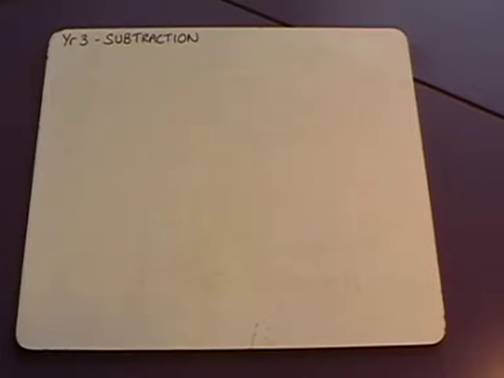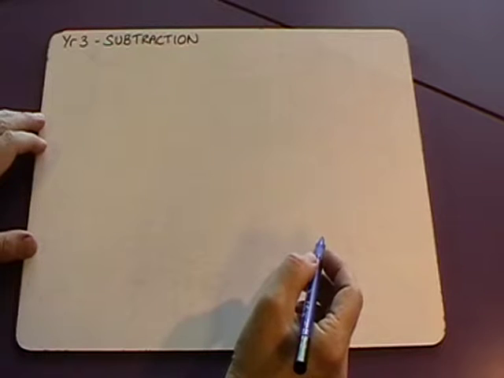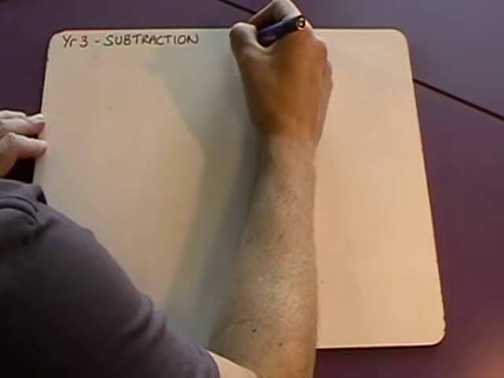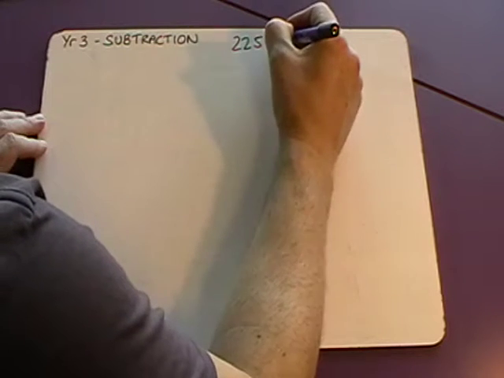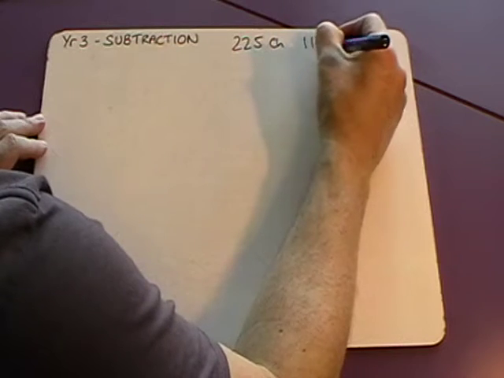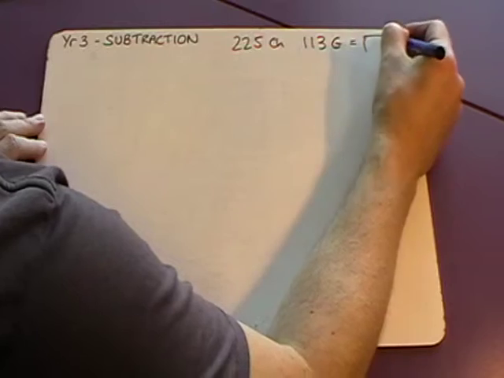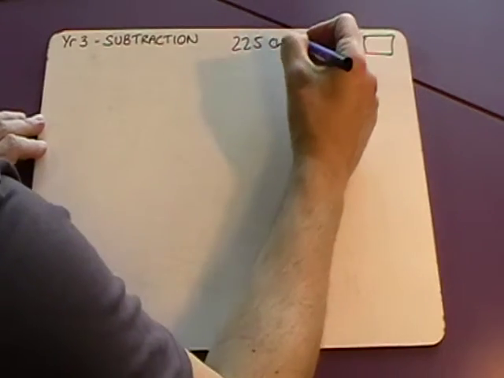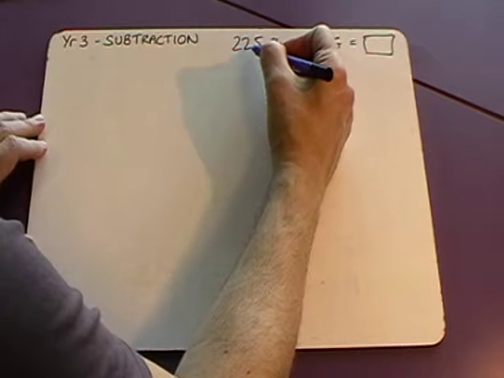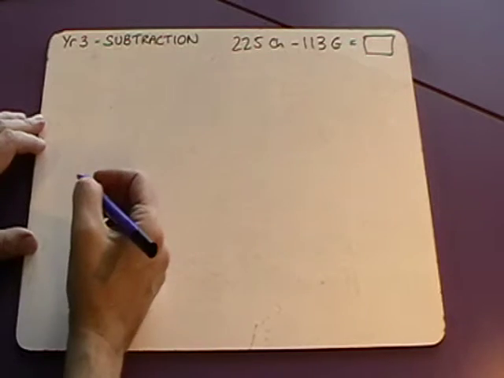In Year 3 we're going to learn how to subtract 3-digit numbers using a column method. So let's start with the context again. If we have 225 children and 113 of them are girls, how many boys will there be in the school? If we subtract the 113 girls from the total number of children, the 225 children, we will be left with a number of boys.